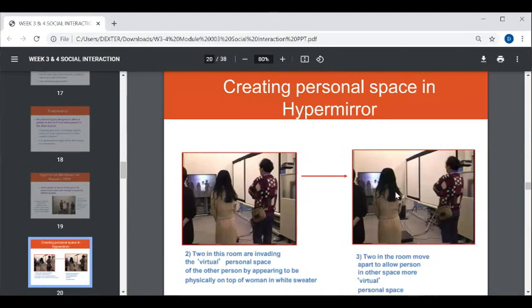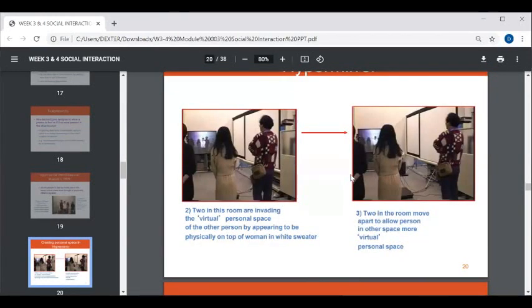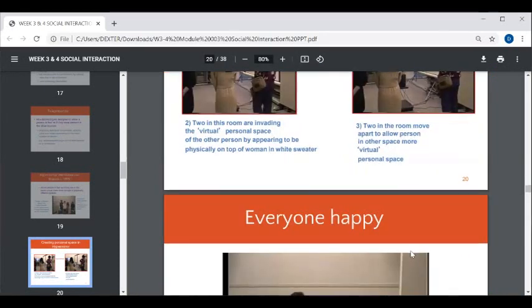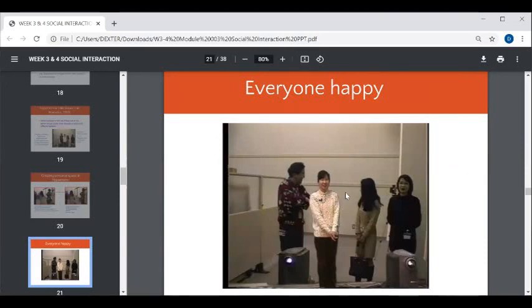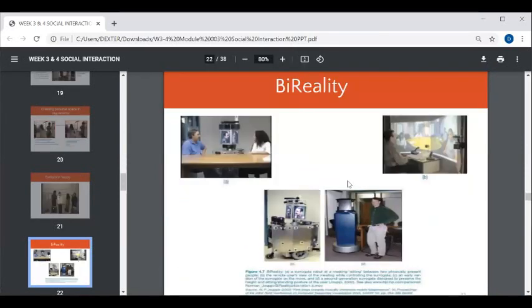Okay, so creating a personal space in hypermirror. So the two in this room are invading the virtual personal space of the other person by appearing to be physically on top of the woman in the white sweater. Okay, so the two in the room move apart to allow the person in the other space more virtual personal space. So everyone is happy.